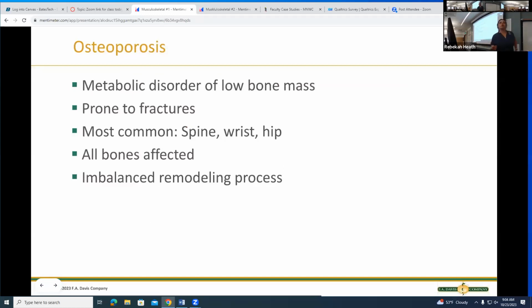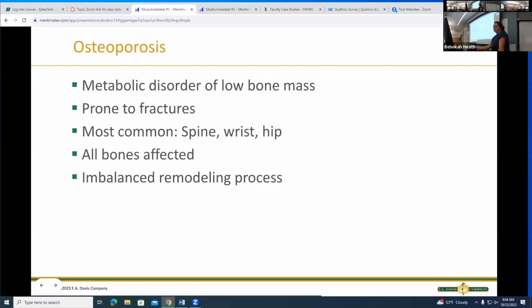Osteoporosis. We talked a little bit about this, and we talked about aging. So this is that porousness to the bones. Usually it's because people don't have enough calcium in their system, and so it's going to leach that calcium from the bone into your system because you need calcium for cardiac function and other muscle function. Makes you more prone to fractures. You usually see this in people's spine, wrist, and hips.